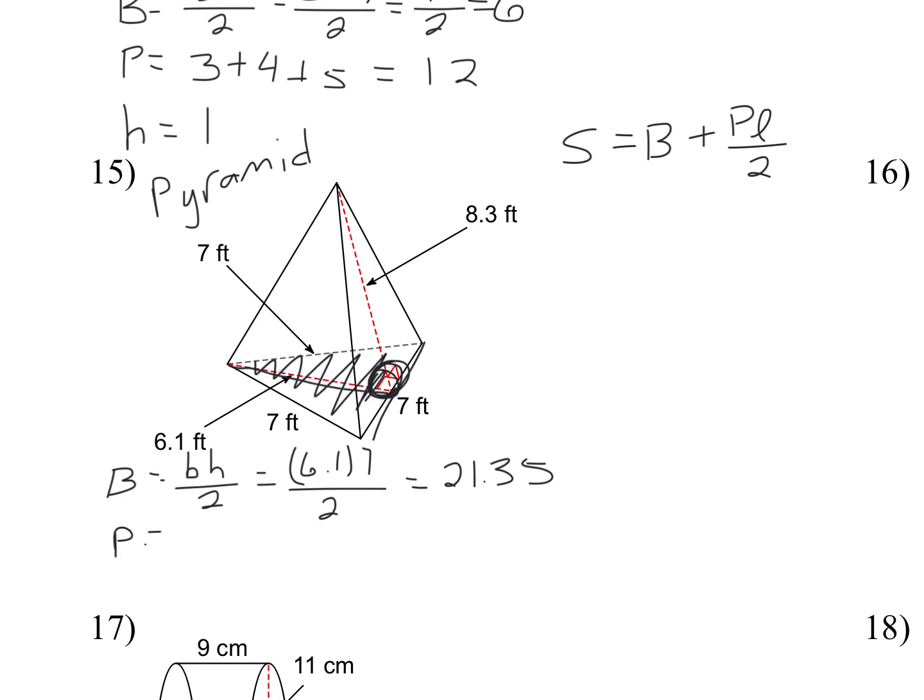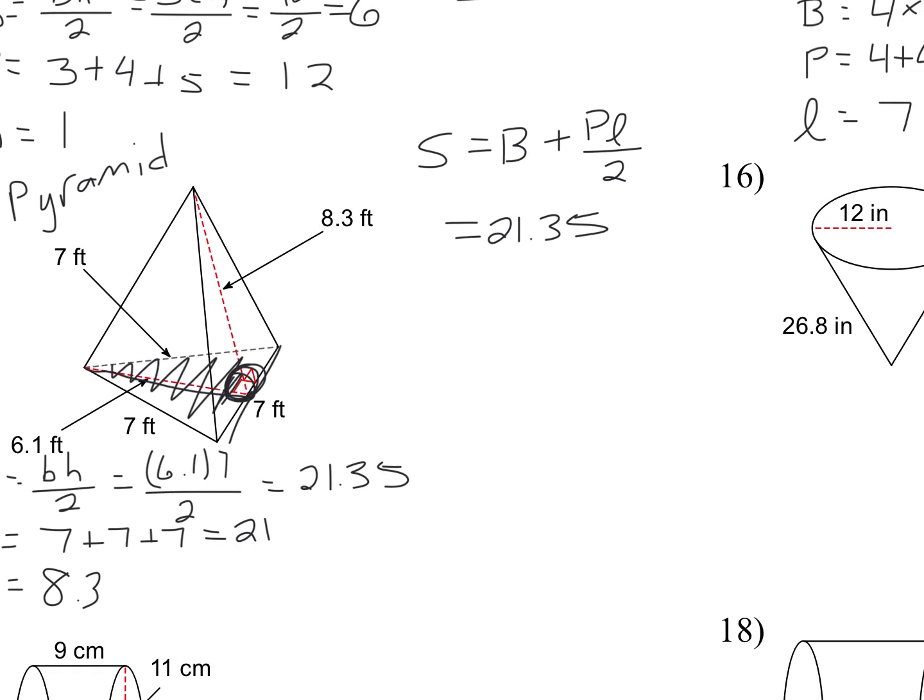Capital P is next. What am I going to add up for the perimeter? All the sides of the base. What are the sides? 7, 7, 7. Yep, they're all 7. So I get 21. And then what is the slant height? 8.3. So then plug it into the formula.